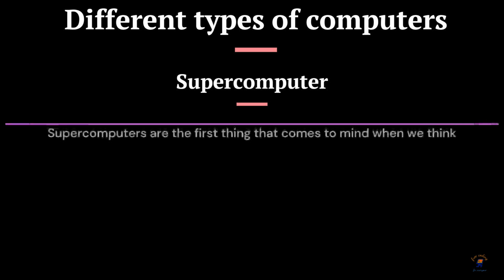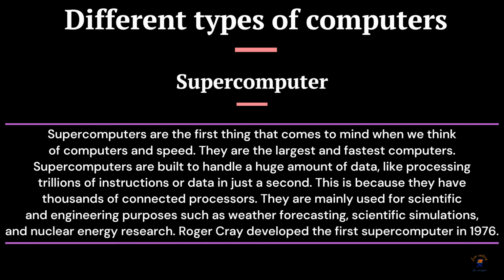Supercomputer. Supercomputers are the first thing that comes to mind when we think of computers and speed. They are the largest and fastest computers. Supercomputers are built to handle a huge amount of data, like processing trillions of instructions or data in just a second. This is because they have thousands of connected processors. They are mainly used for scientific and engineering purposes such as weather forecasting, scientific simulations, and nuclear energy research. Roger Cray developed the first supercomputer in 1976.